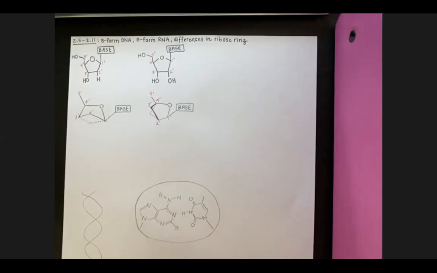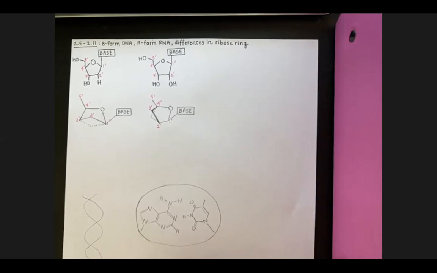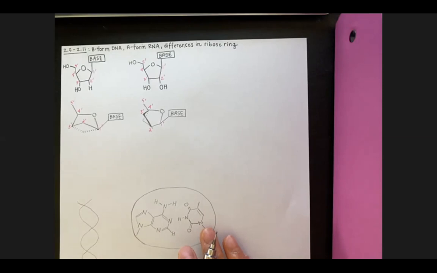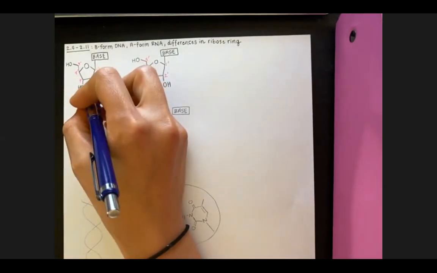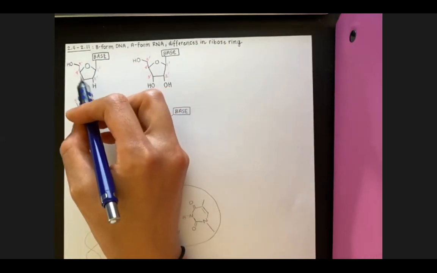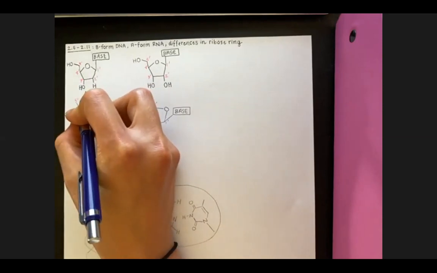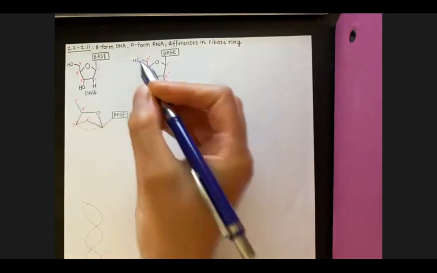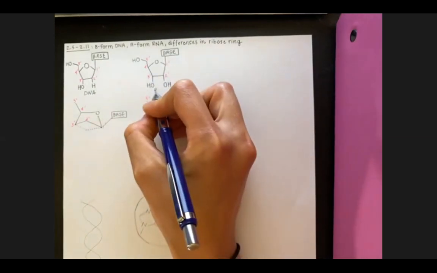Okay, so I'm going to be going over the standard structures for DNA, which are B form and A form respectively, and then the differences in each of their ribose rings that causes these two forms. So here I have the ribose ring with the carbons labeled 1, 2, 3, 4, and 5 prime. This one has no hydroxyl group at the end, so this one will be DNA. And then this one does have a hydroxyl group at the 2' carbon, so this one will be RNA.